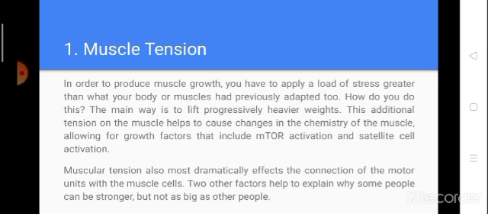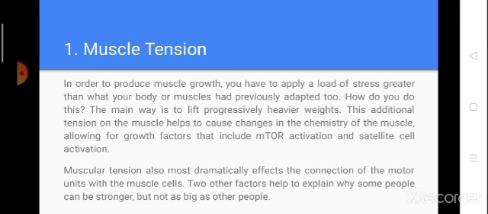The first mechanism is muscle tension. In order to produce muscle growth, you have to apply a load of stress greater than what your body or muscle has previously adapted to. How do you do this? The main way is to lift progressively heavier weights.